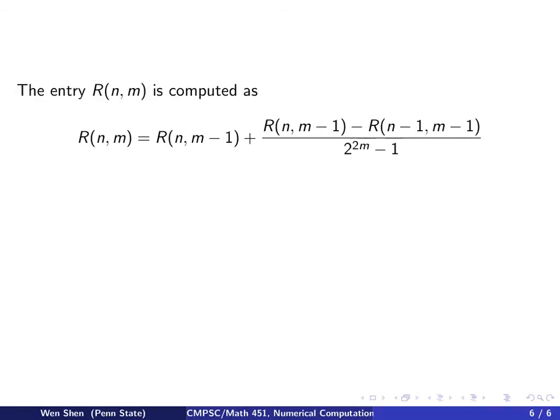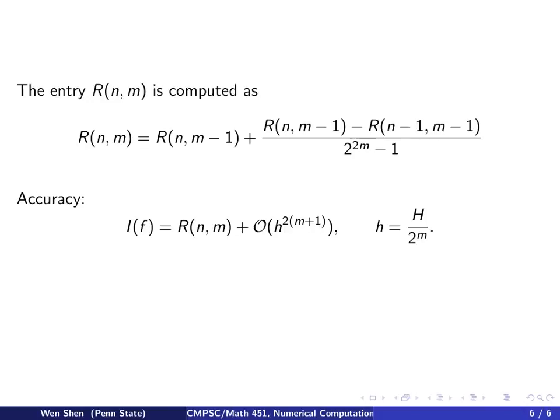Okay, let's write out the general formula. Each entry R(m,n) is computed by using two entries from the previous column, exactly in this form. We are familiar with this form, except now it's written as R, not u and v. So at level m, you have to change the power into 2 to the 2m, not 2 or 4, because it increases. We know from our discussion earlier that at level m, the order of your approximation will be 2m plus 1.